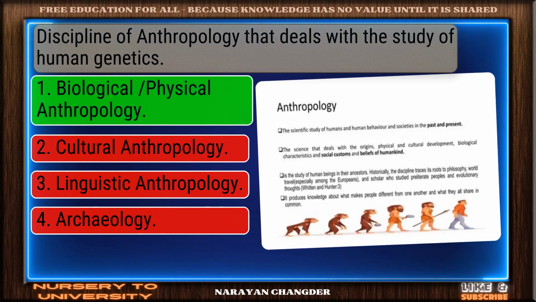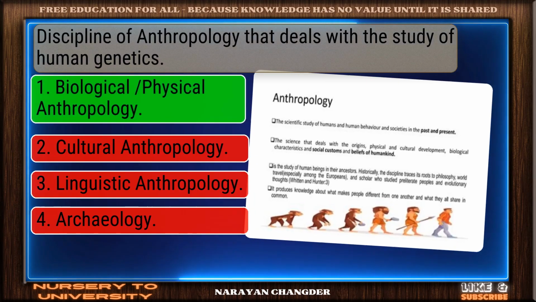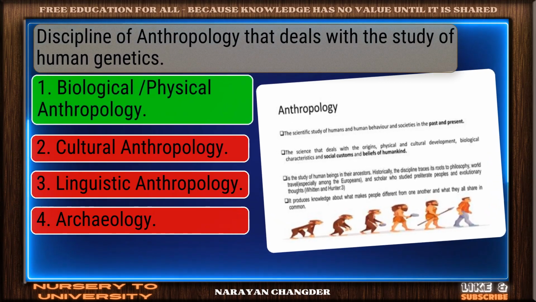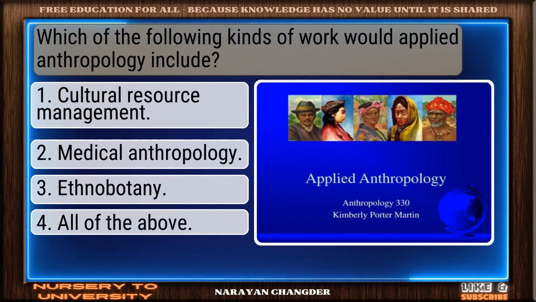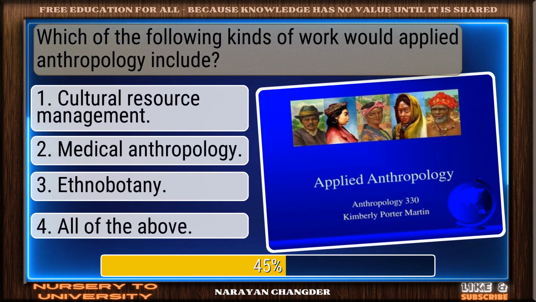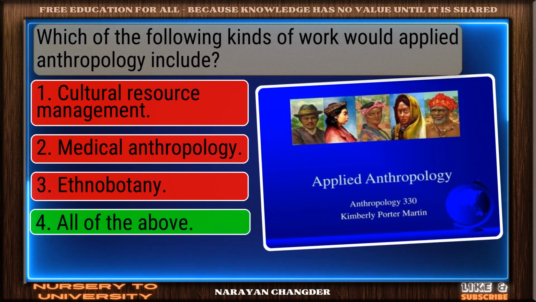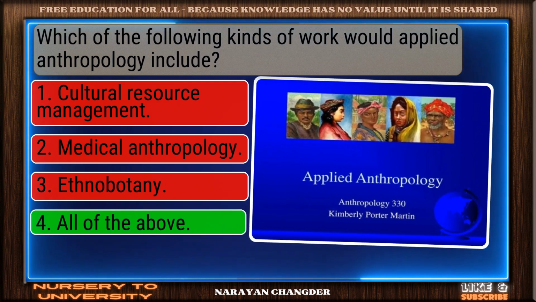Discipline of anthropology that deals with the study of human genetics. Sharp thinking, biological juror, physical anthropology is the right choice. Which of the following kinds of work would applied anthropology include? Great job. All of the above is the accurate answer.